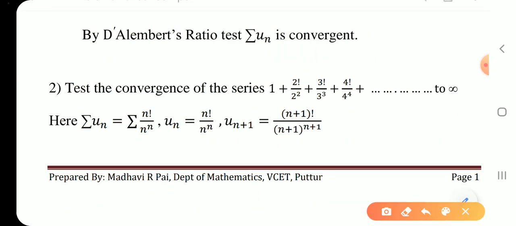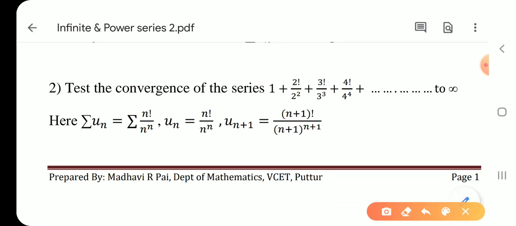Second problem: 1 plus 2 factorial by 2 square, 3 factorial by 3 square, 4 factorial by 4 square. So 1 means 1 factorial by 1 to the power 1. We have to write the nth term now. See the numerators: it is 1 factorial by 1 to the power 1.